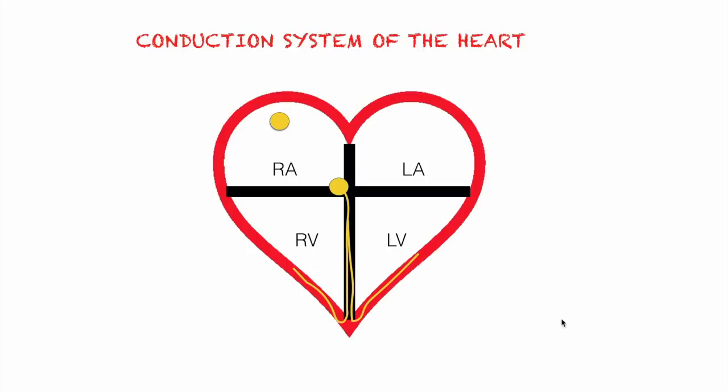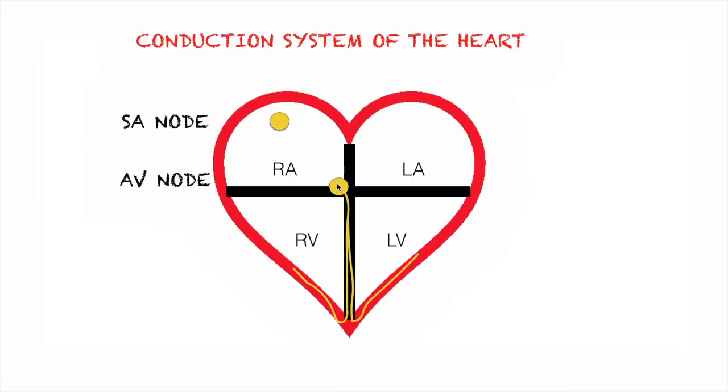The first cell is called the SA node, or the sinoatrial node. By its name, sinoatrial, this cell is found within the right atrium of the heart. This is also known as the natural pacemaker of the heart, because this is where the beginning of the conduction takes place. So from the SA node, the conduction goes to the AV node, or the atrioventricular node.